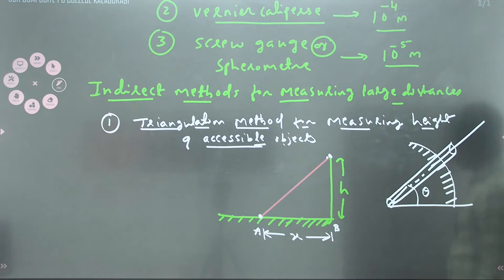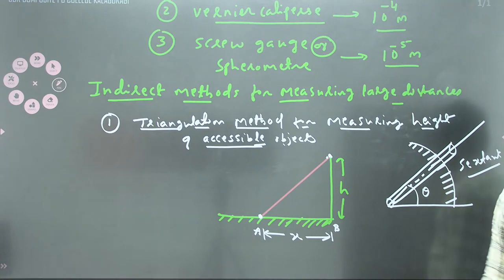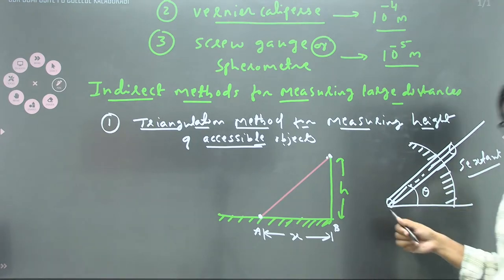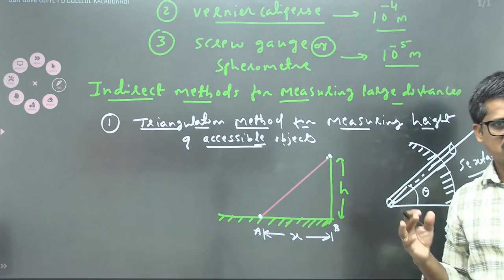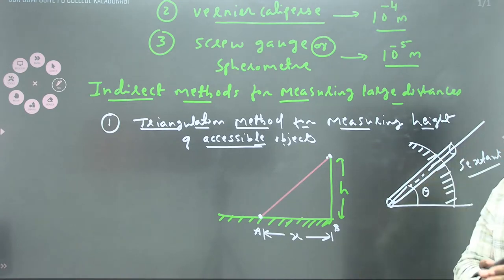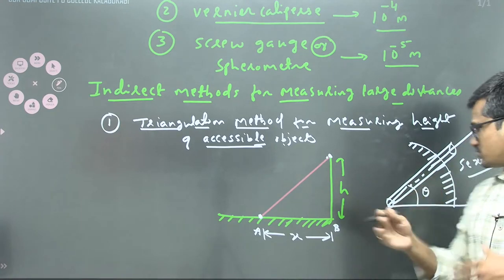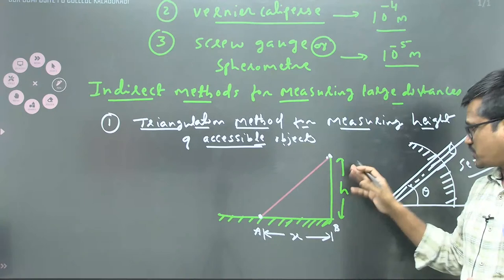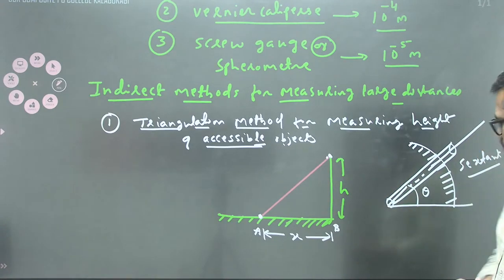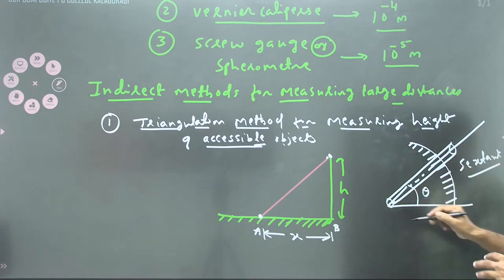This is line of sight. So this is sextant. This device we say it is sextant. Remember, this is having a telescope inbuilt as well as a protractor also. It's a device for measuring the angle subtended by some distant objects. So we can see this is a telescope through which we can see.